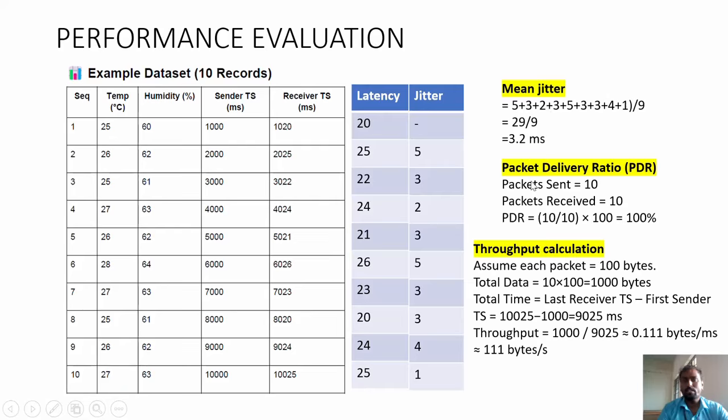Next, we have to identify the next metric called the packet delivery ratio. Packet delivery ratio is the ratio between the packets received and packets sent. So 10 divided by 10 into 100, which is equivalent to 100%.